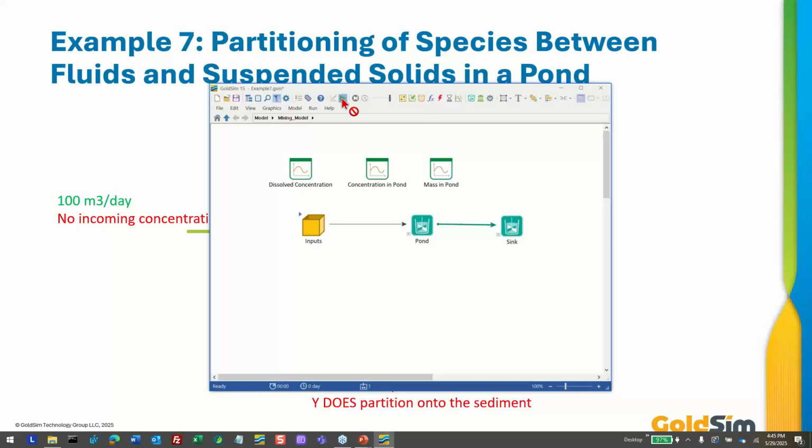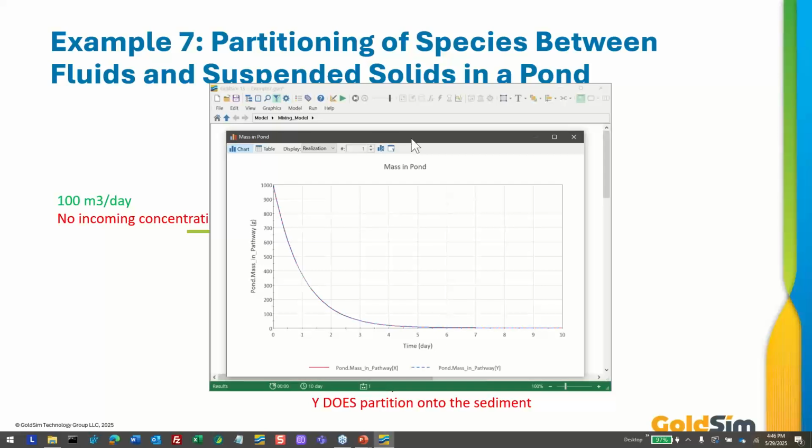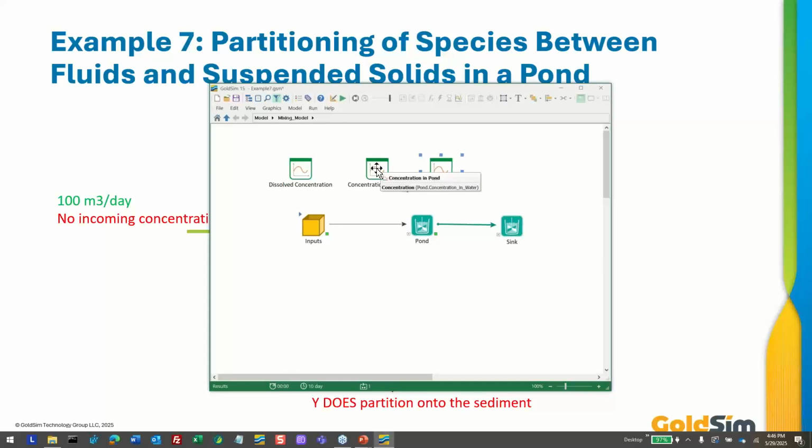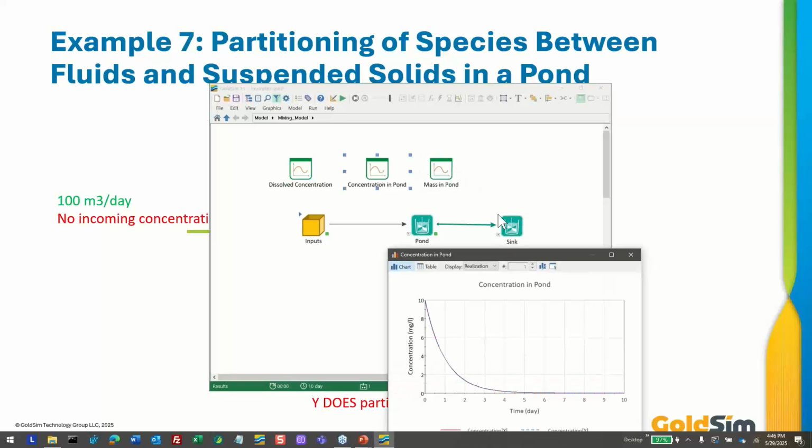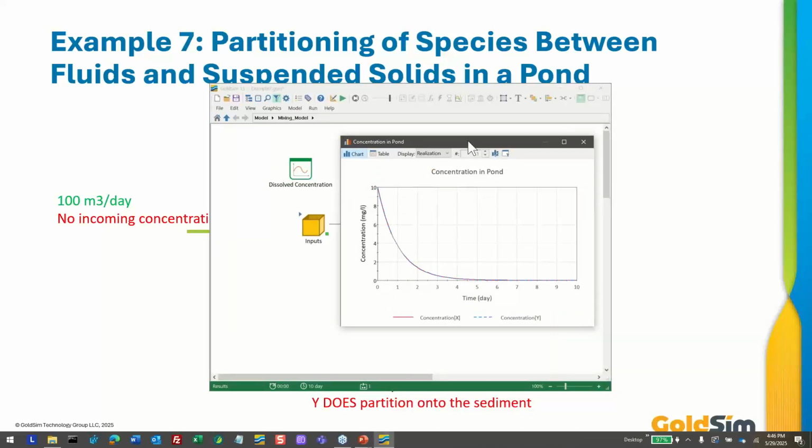And so now if we run this model and we look at the mass in the pond, it's identical for those two species. And the reason it's identical is because it doesn't make any difference that Y is partitioned onto the sediment. The sediment is moving with the water. It's flushing right out, right? So the amount of mass in the pond is the same, and we can see what the concentration in the water is, right? This is the effective concentration.